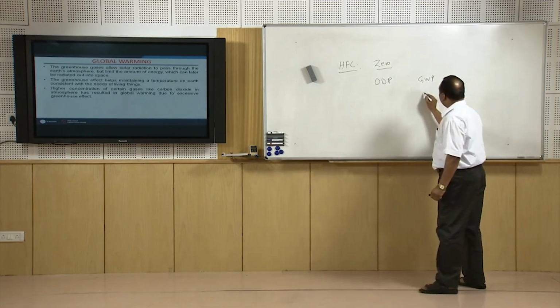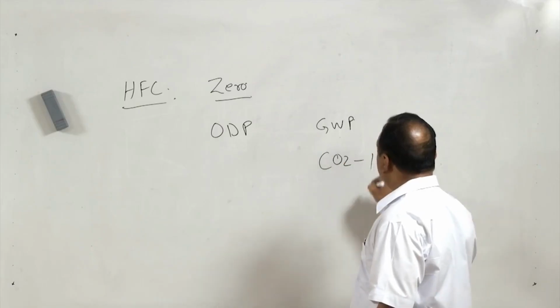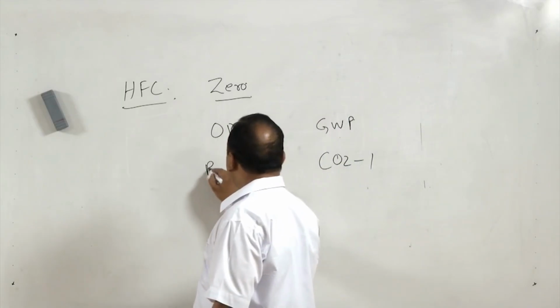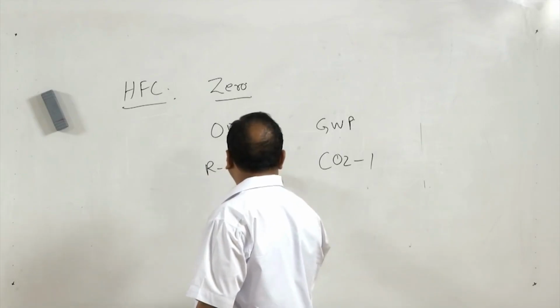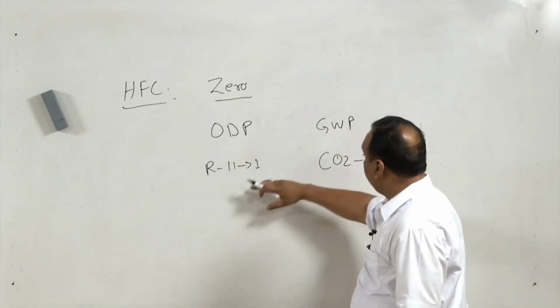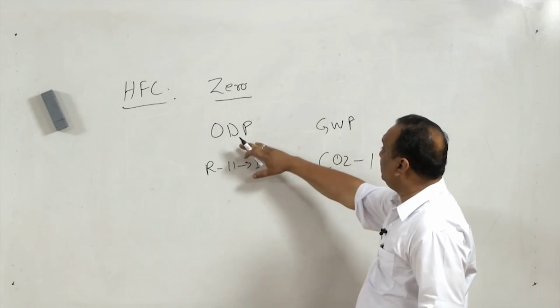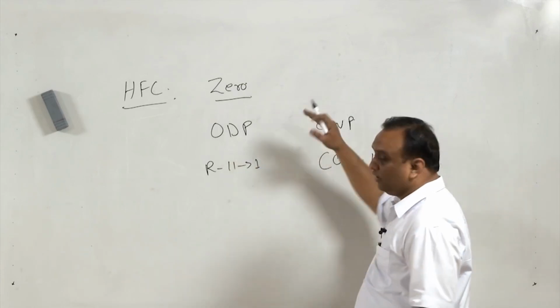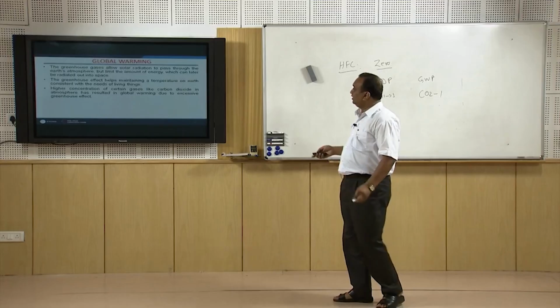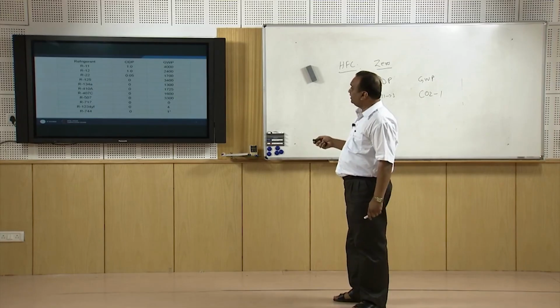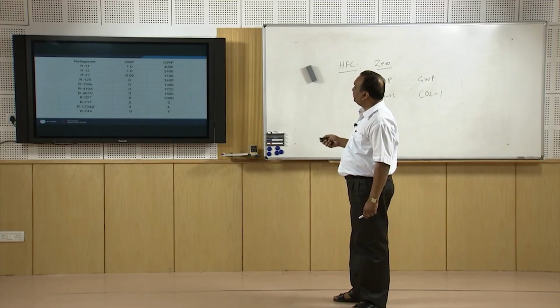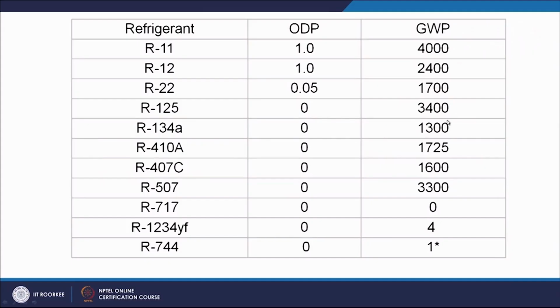The global warming potential of CO2 is considered as 1. Ozone depletion potential of R11 is considered as 1. Relative to these chemicals, the ozone depletion potential and global warming potential of other chemicals is judged. So, here is a table showing the ozone depletion potential and global warming potential of different refrigerants.